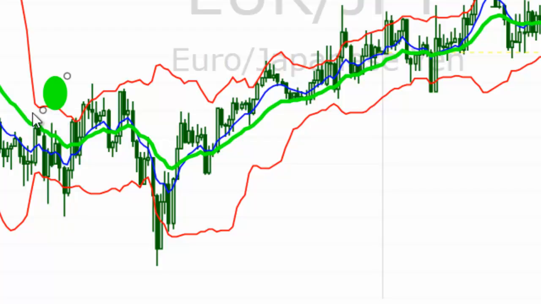If you don't want to enter the trade on the 50-minute time frame, just go to the 2-minute time frame, and then take it from there, and it should be all right.